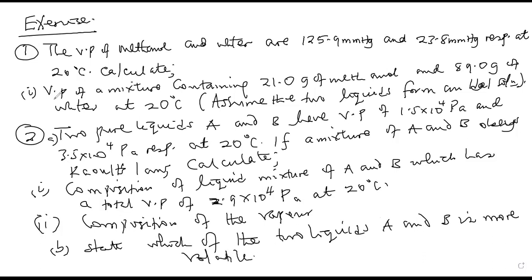Here on number 1, it was supposed to have 2 parts. The second part is to calculate the composition of the vapor above the mixture. You have to know that when they say composition of the vapor above the mixture, you look for each composition of methanol in vapor, composition of water in vapor.